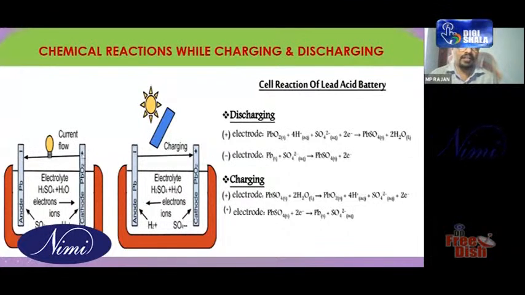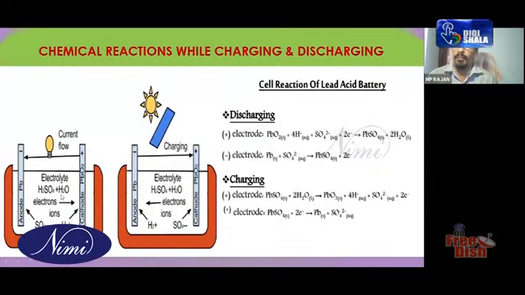So the current goes from the positive plate to the negative plate, so you can say current flow is there. This is called the discharge. Whereas, when it is fully discharged, you can say lead peroxide and lead will become lead sulfate. The color will also be changed. That will be changed to white color. The chocolate PbO2 will be changed to lead sulfate of white color.